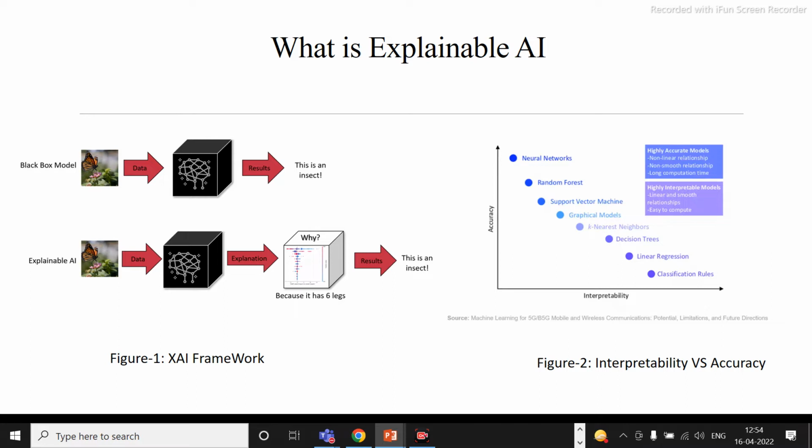For example, in the first figure, if we are training a computer vision model and we input data to the black box model, and it says this is a butterfly, let's say. But why are we saying this is a butterfly? There should be some explanation. So once we put an explainable AI layer after the results, this is called post hoc analysis. We are trying to interpret the result using the explainable AI layer. That is why we require explainable AI.